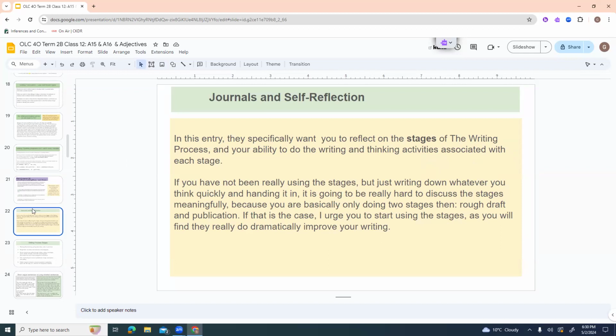Now, if you've not been really using the stages, which I know is true for some people, but just writing down whatever you want and handing it in, it's going to be really hard to discuss the stages meaningfully because then you're really only doing 2 stages, a rough draft and publication. If you are doing that, I really, really urge you, start using the stages, start doing brainstorming, rough draft, final draft, because you really will find it will dramatically improve your writing and also, hey, your marks, okay? Because I do look for that kind of stuff.